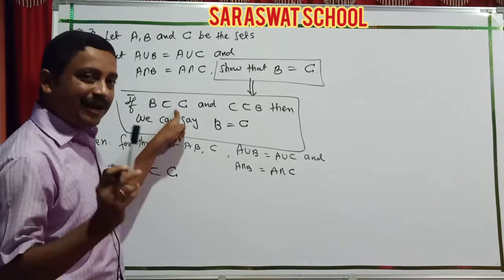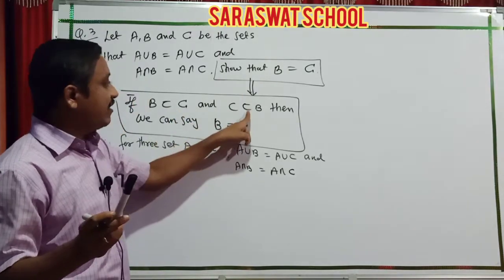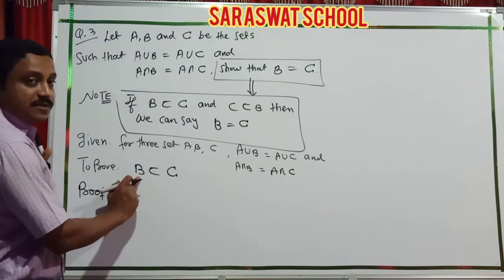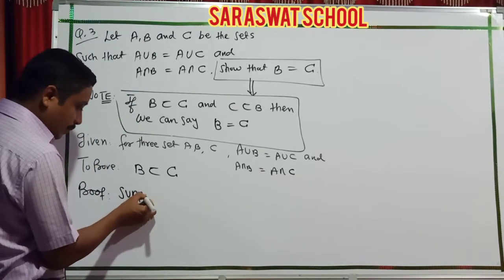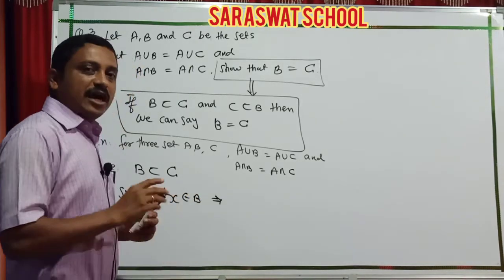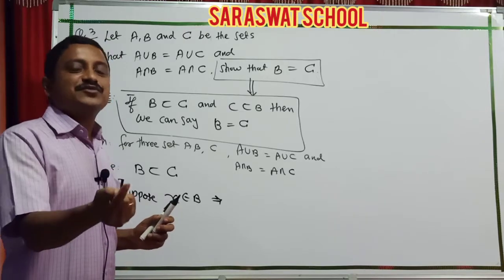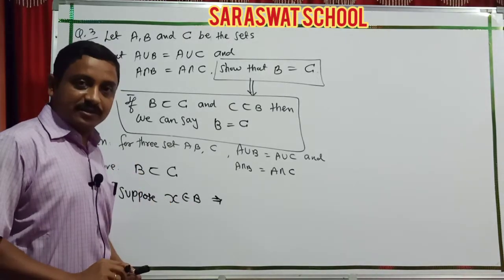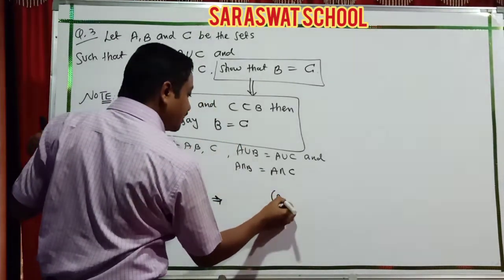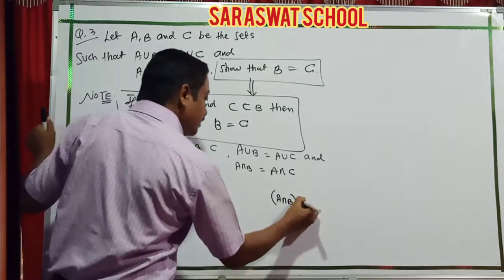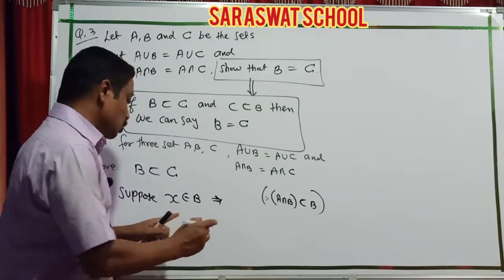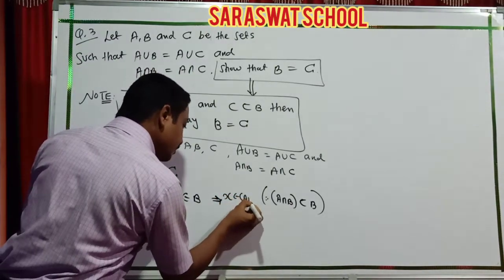First of all, I will completely explain B subset C. After that, start C subset B. Now proving for starting B subset C. So suppose some X belongs to B. Meaning any element of B, I just assume X. You know that, students, according to intersection, A intersection B is surely a subset of B. So here X belongs to A intersection B.